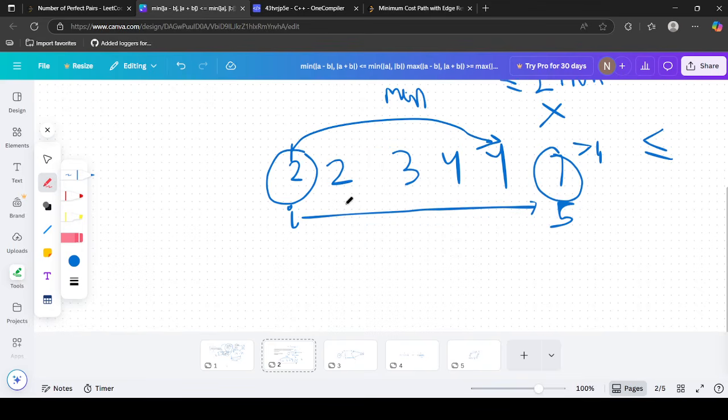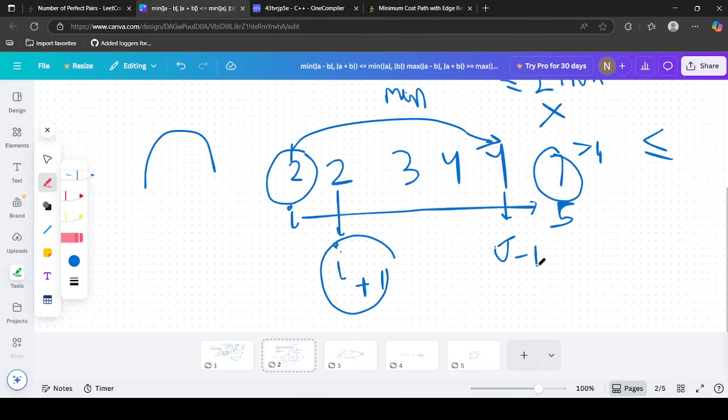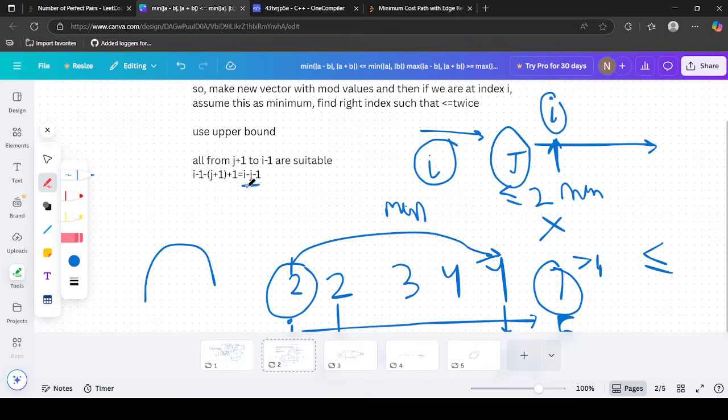So the indices which i can pair with start from i plus 1. We cannot take i and i because it is given that we have to find two distinct indices. So i plus 1 to j minus 1 is the required answer. And what is the count of this? It is j minus 1 minus (i plus 1) plus 1, which is j minus i minus 1.